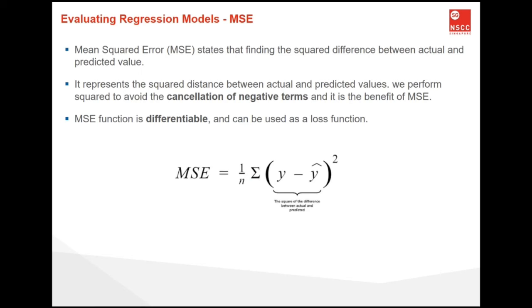It represents the square distance between actual and predicted values. We perform the square to avoid the cancellation of negative terms, and this is the benefit of MSE. Another benefit of using MSE is that it is differentiable, so you can easily use it as a loss function. However, the value we get after calculating mean square error is in square units of the output. And if we have outliers in the dataset, it penalizes the outliers a lot, and the calculated MSE can be very large. In short, it is not very robust to outliers as compared to mean absolute error.